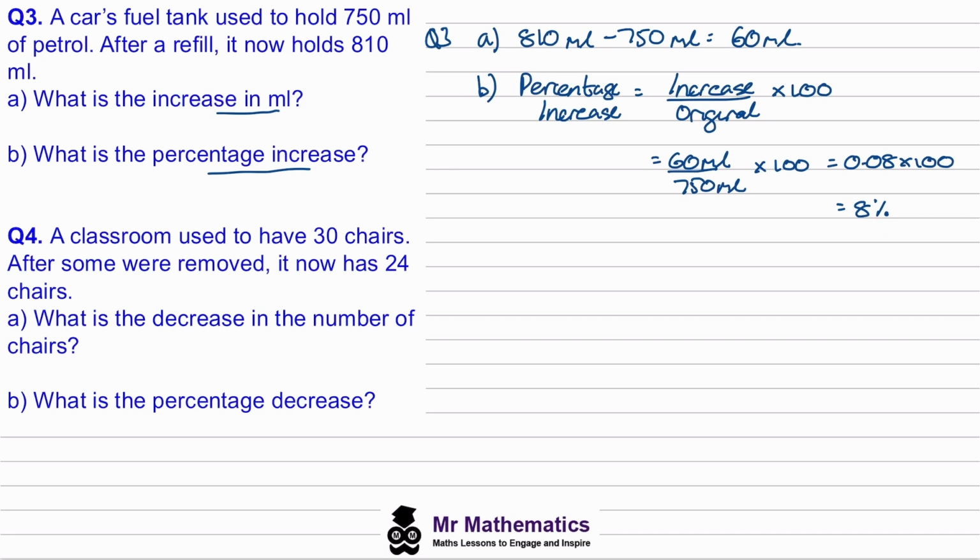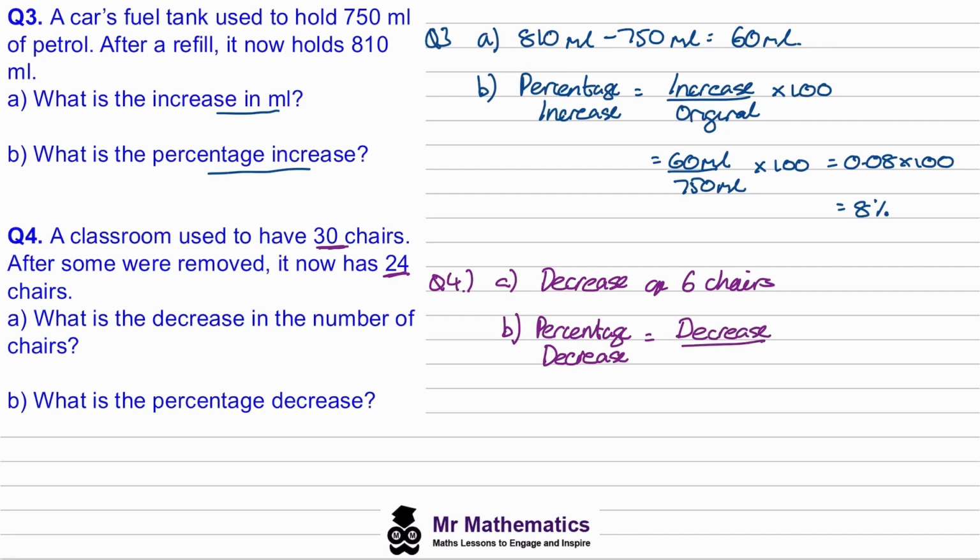Okay, so for question 4, the decrease in the number of chairs, well, it had 30, now it has 24. So this will be a decrease of 6. And then for part B, for percentage decrease, this will be the decrease in chairs divided by the original times 100. We've just worked out the decrease is 6. We know the original is 30. And this will give us 1/5 times 100, 20%.